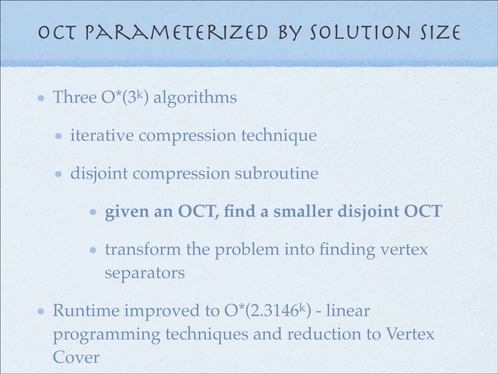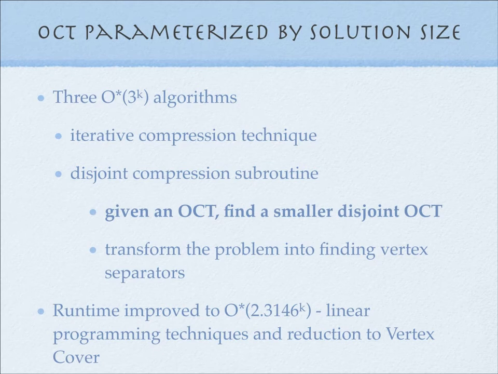There are three 3-par-K algorithms known for this problem. Here K is the size of the solution. Each of these algorithms employs the iterative compression technique. The key part in this technique is the disjoint compression subroutine: given an OCT, find a smaller disjoint OCT. Each of these algorithms transforms this problem into finding appropriate vertex separators.